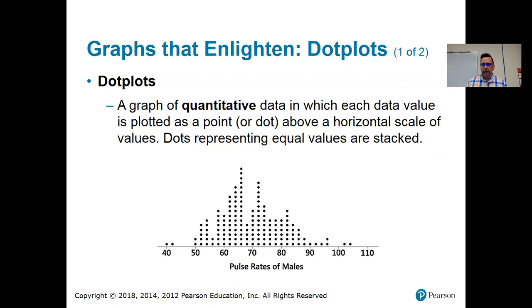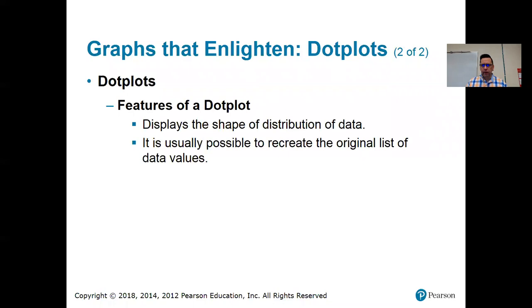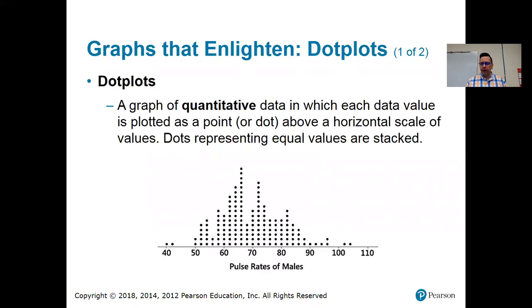All right, the next example is, oh no, sorry, still on dot plots. I think that this is basically what I just said. Notice that it is usually possible to recreate the original list. That's something you can't do with a histogram. So let's go back to their example here for a second.